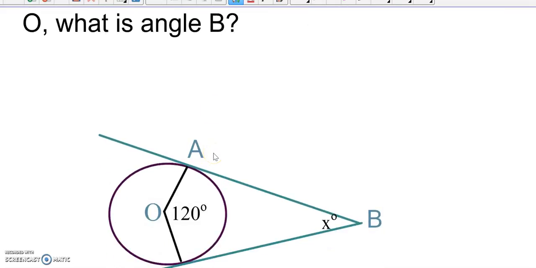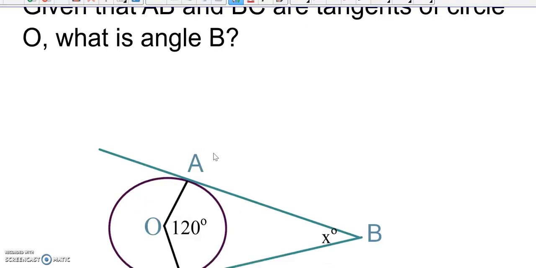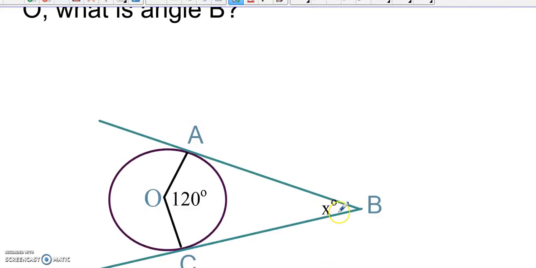All right, here's another type of question. They want to know if these are tangents to the circle, what is angle B? So you see the X out here. Well, because we know they're tangents, we know these are 90s. And if you look closely, what we've got is a four-sided figure. One radius is one of the sides, the other radius is another side, so that's 2. Here's the third side, and then AB would be the fourth side.